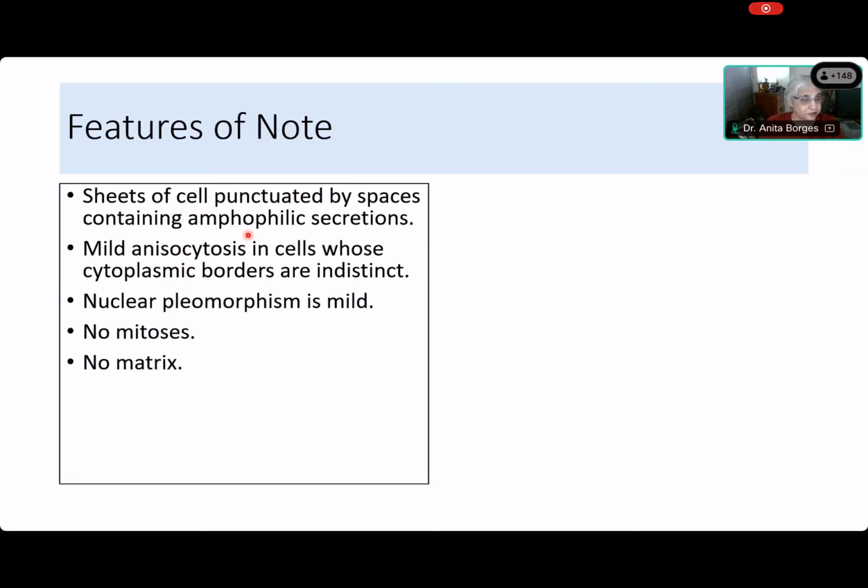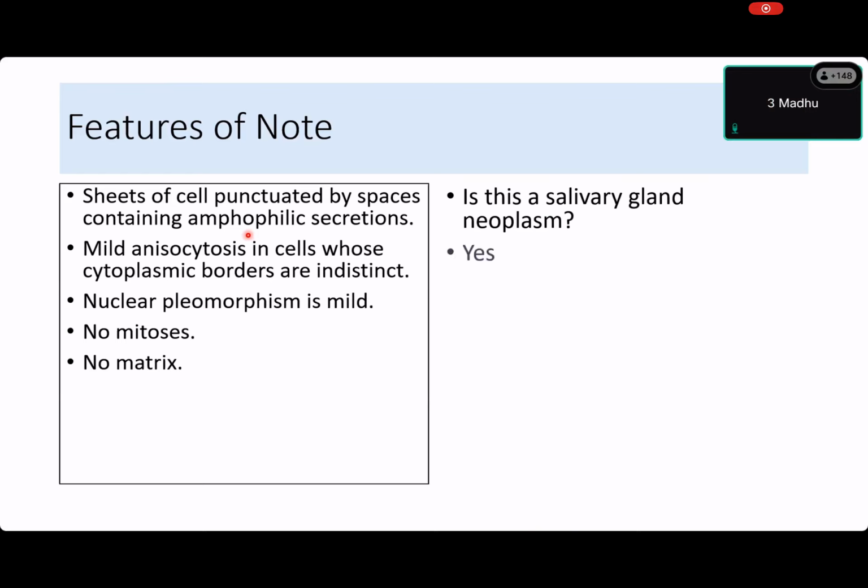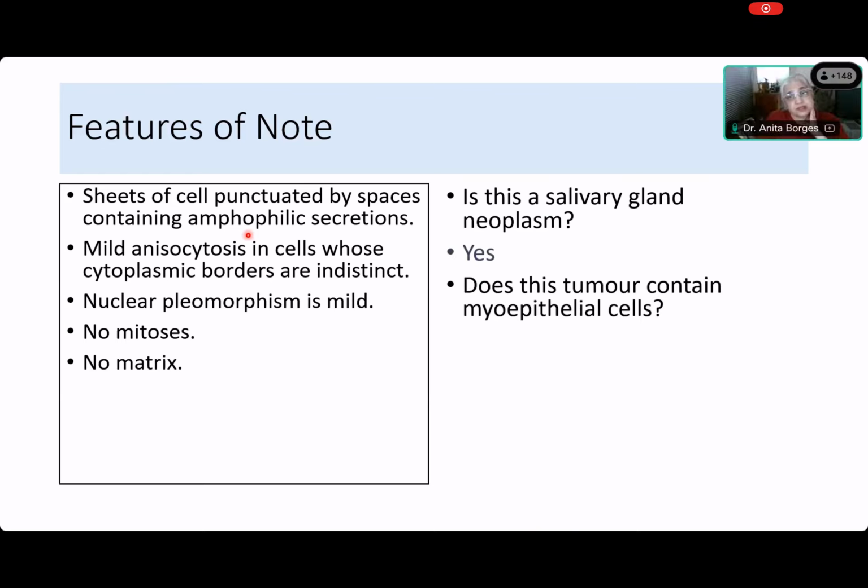Agreed? Yes, Madhu? So now, is this a salivary gland neoplasm, Madhu? Yes, ma'am. Excellent. Very good. Does it contain myoepithelial cells? No, ma'am. Everybody agrees? Akshara, you agree? Yes, ma'am. All right. Somik, you agree? Yes, ma'am. Why do you think that there are no myoepithelial cells? There are spaces, Somik. So why is this not an adenoid cystic carcinoma? Somik? Yes, ma'am.